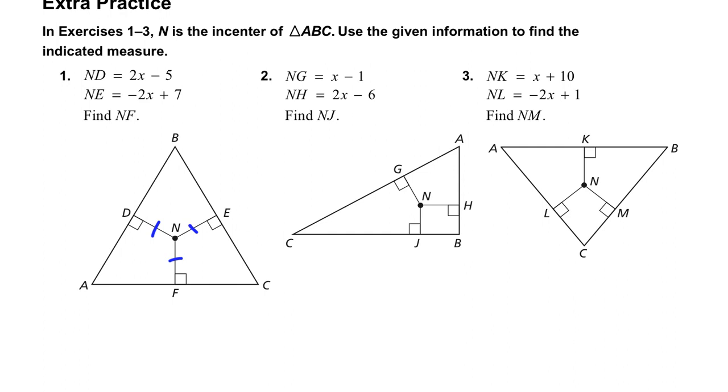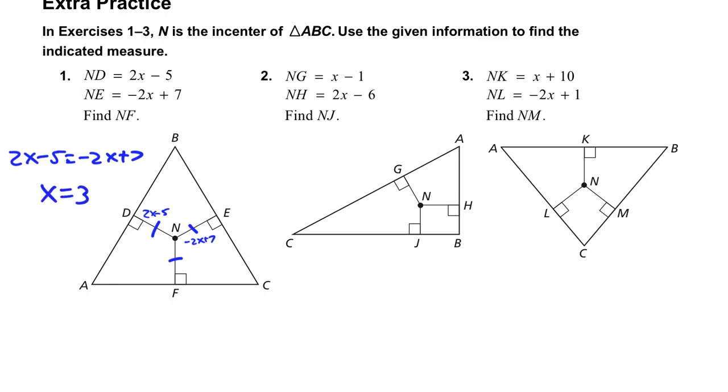All those distances from the center to the side of the triangle are now equidistant. Now, it just so happens ND and NE are also congruent. If I wanted to, I could write the 2x minus 5, or by NE, I could write negative 2x plus 7. But because they are congruent, what I'm able to do is write 2x minus 5 equals negative 2x plus 7. And when I solve this, I'm going to get x equals 3.